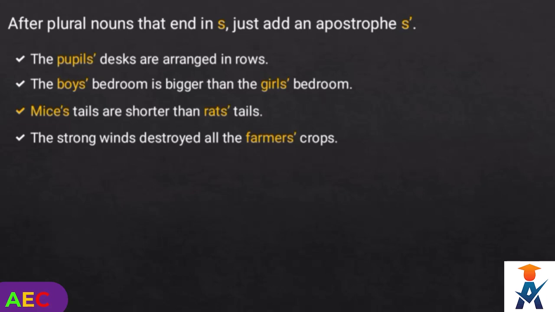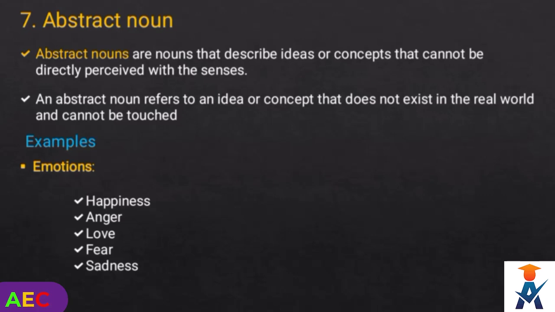The strong wind destroyed all the farmers' crops. You see? Here, the noun farmers ends with the letter s. So to show the possessive form, that means the plural possessive form, we only add an apostrophe.